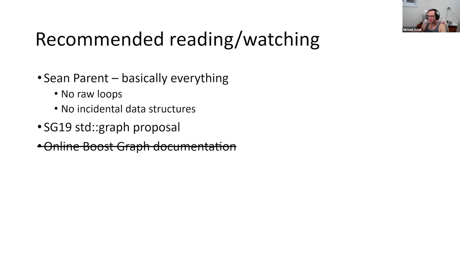Recommended reading. All the lectures by Sean Parent, especially "No Raw Loops" and "No Incidental Data Structures". In the second lecture, he discusses what is the proper way to represent a tree which is iterable in a non-surprising way. It's a very good talk.